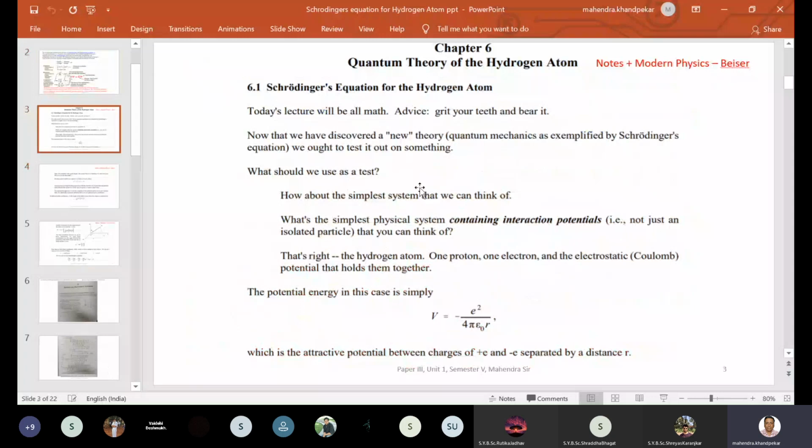Now, as I told you, there will be a lot of mathematics. So at times you may feel whether we are sitting in a maths class or a physics class, but for the time being you have to bear with me. Now we know that hydrogen atom is the simplest atom, consisting of one proton and one electron, which are bound together by electrostatic potential between them. And the potential energy we write as V is equal to minus e square by 4 pi epsilon naught. This is very simple, which is the attractive potential between an electron and a positive charge, separated by distance r. So this is a proton and this is an electron in case of hydrogen atom.